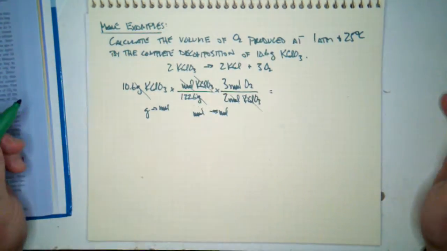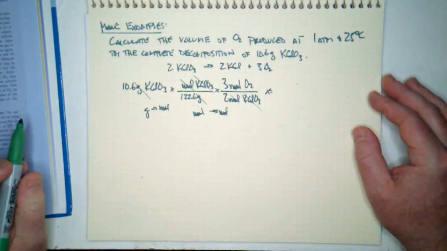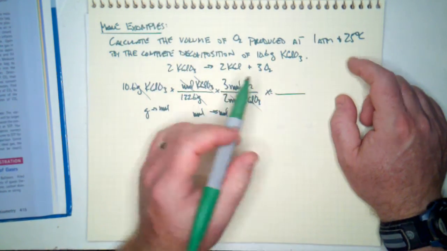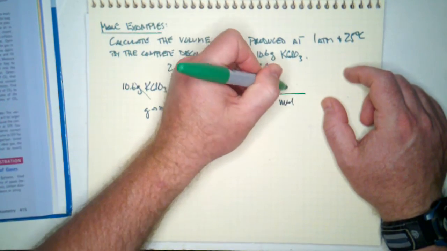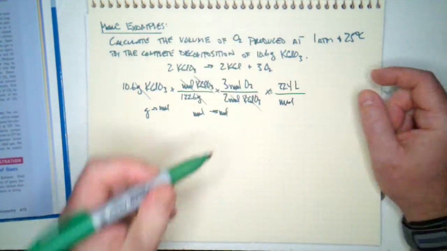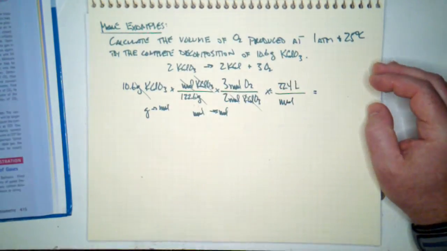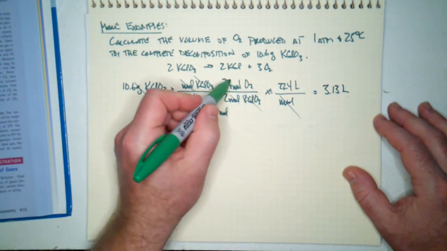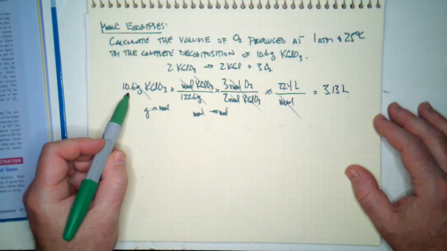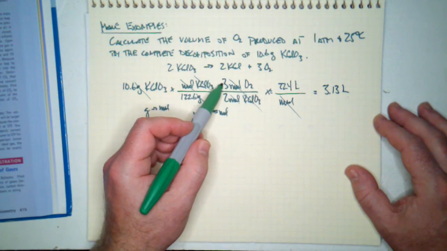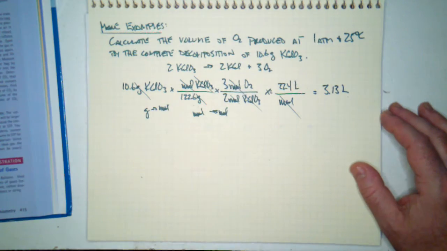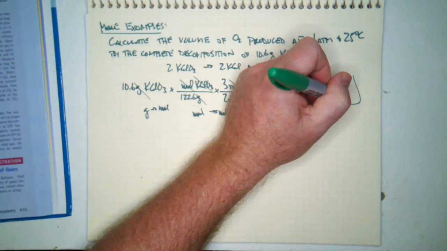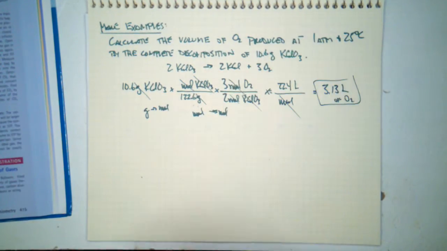So, we're at STP. This makes it easy. If we're at STP, I can just put another step here. Because if we're at STP, 1 mole of oxygen equals 22.4 liters of gas. Now we just multiply it all the way across, and we should get 3.13 liters. This mole cancels this mole. So 10.6 divided by 122.6 times 3 divided by 2 times 22.4 equals 3.13 liters of O2.